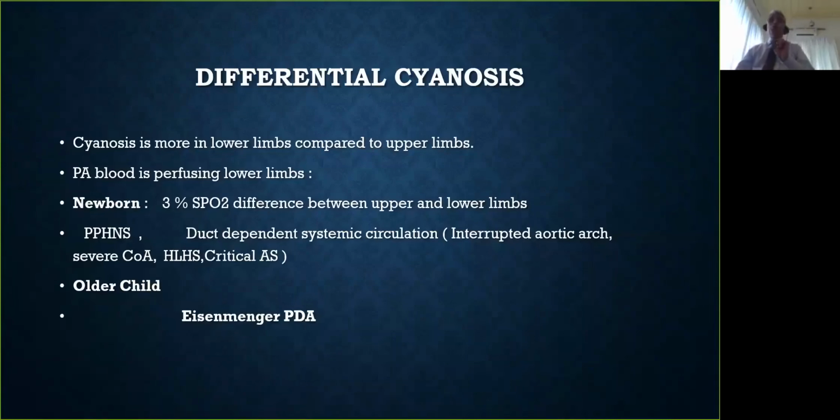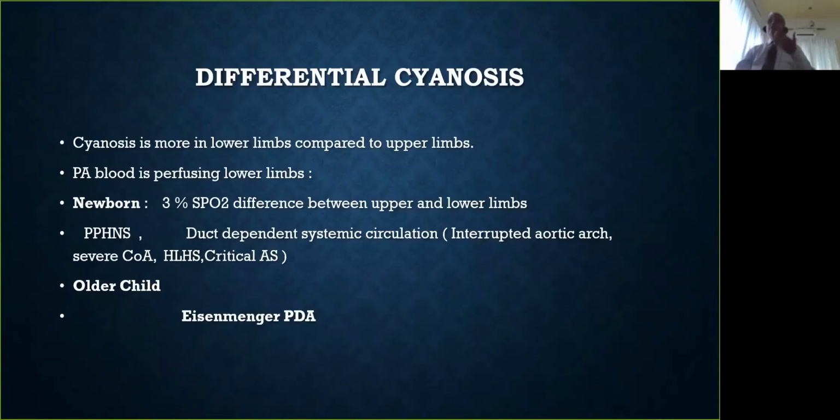If you are seeing a newborn with a 3% SpO2 difference between the upper and lower limbs, it has two implications. It could be still a normal heart, but persistent pulmonary hypertension of the newborn. Remember, in PPHN, the PA pressures are systemic, and the pulmonary arterial blood is shunted into the descending aorta through the duct. So the lower limb saturation is bound to be low.